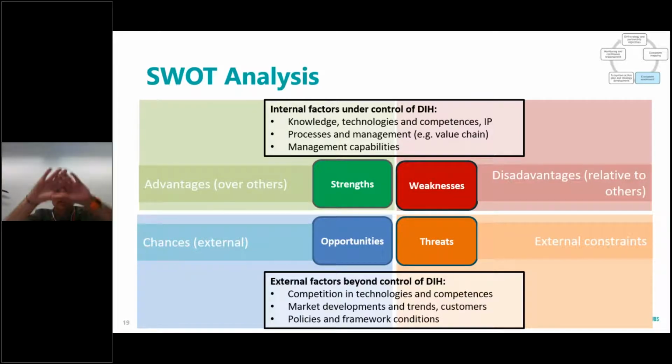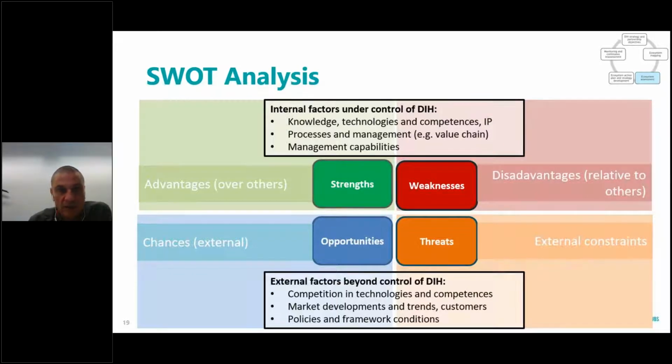Opportunities and threats are things out there: external factors beyond the control of the Digital Innovation Hub, such as competition in technologies and competences, market developments and trends, customer developments, policies and framework conditions. Of course, by means of your relationships, you can influence all of these. So you try to look at the Digital Innovation Hub as a whole and your ecosystem analysis as a whole and try to answer these questions.